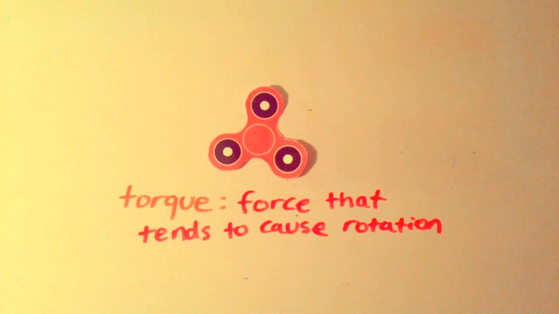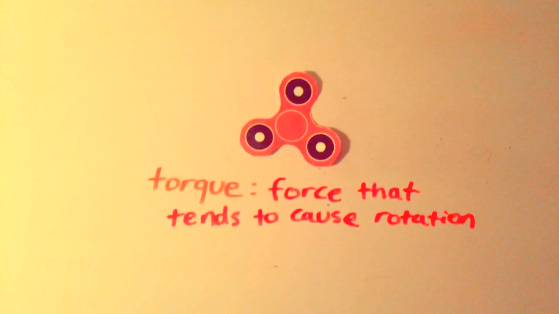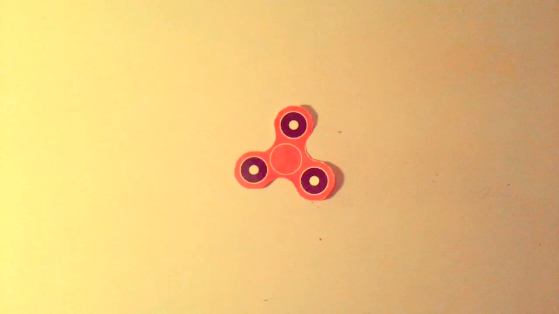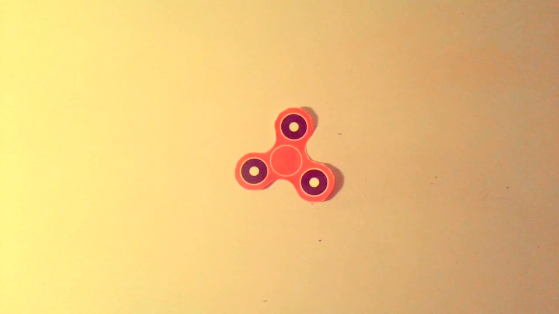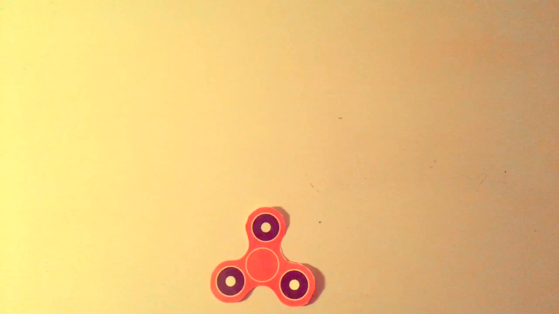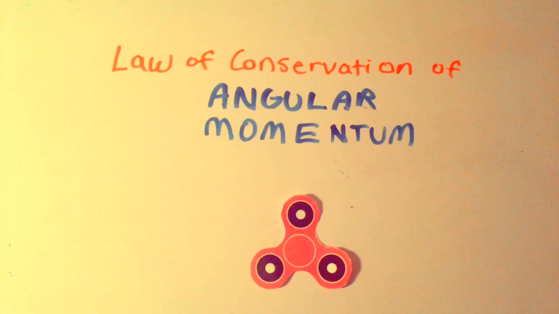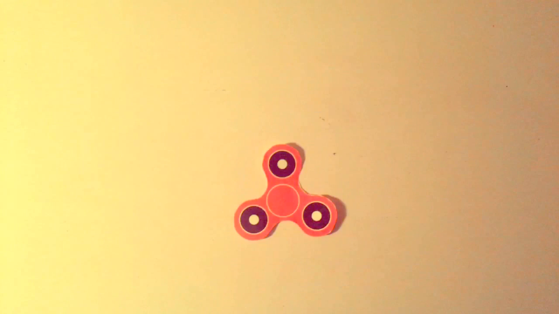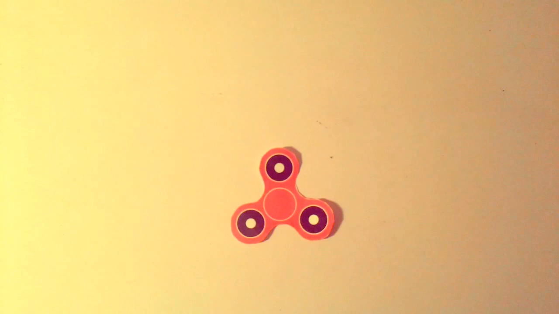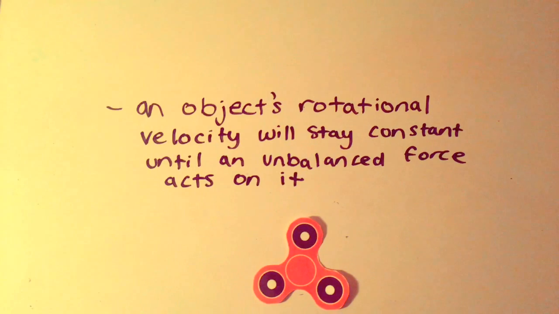In order to increase the angular velocity of your spinner or make it go faster, you must exert a torque on the spinner. In physics, a torque is a force that tends to cause rotation. Keeping your fidget spinner upright involves the law of conservation of angular momentum. This law suggests that an object's rotational velocity will stay constant until an unbalanced force acts on it.